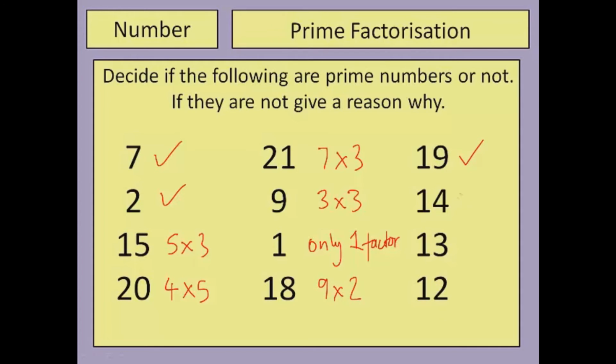19, that is a prime number. 14 is not because of 7 times 2. 13 is, we already knew that. And 12 isn't because of 4 times 3 or 6 times 2. So there were 4 prime numbers in our list: 7, 2, 19 and 13.